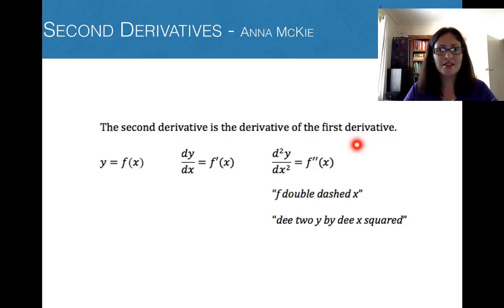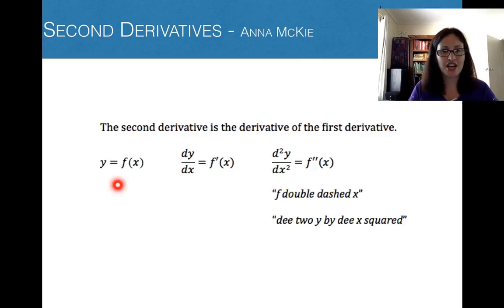So what are we dealing with? The second derivative is the derivative of the first derivative. In future topics, we'll go on to look at what this means graphically and in applied types of questions, but for now we're just practicing the skill of finding the second derivative.